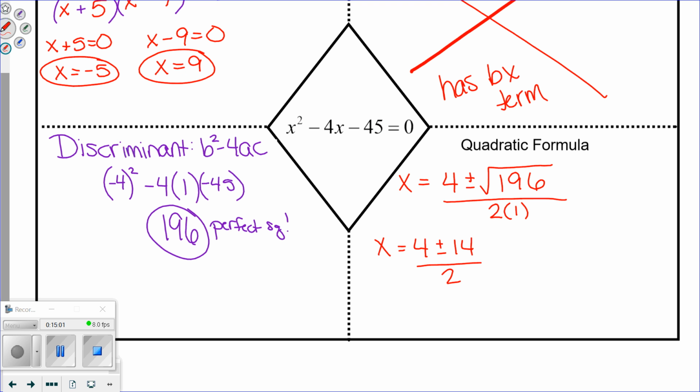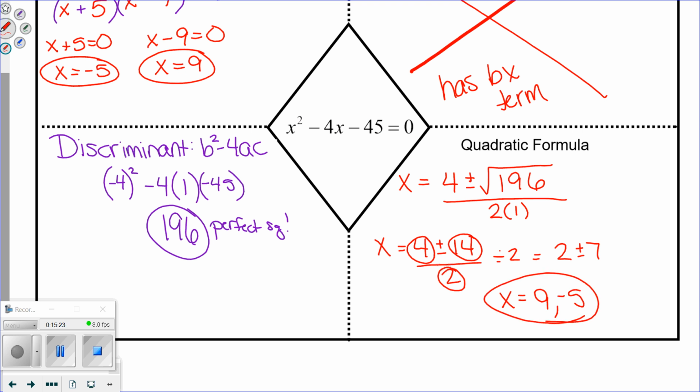All right. And can I divide all three numbers? Yes, I can divide them all by 2. So we're going to get 2 plus or minus 7 over 1. Do I need it? No. All right, well, what's 2 plus 7? What's 2 minus 7? And that's the same answer I got over here.